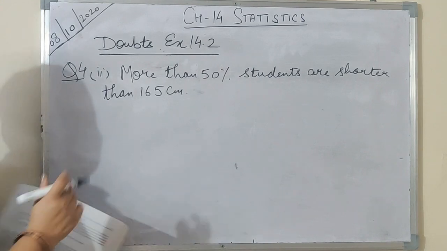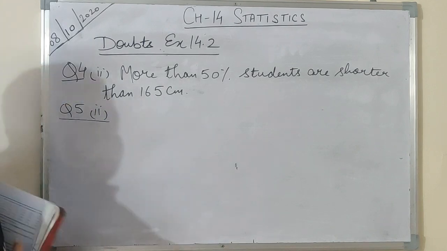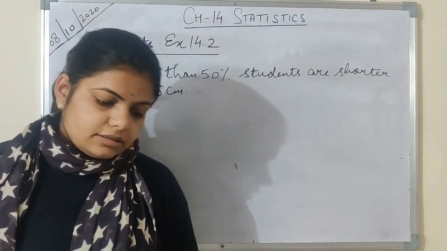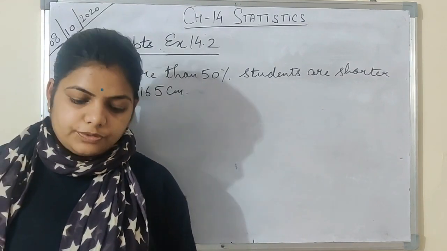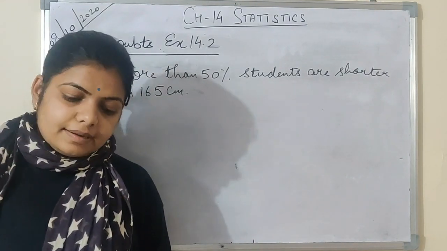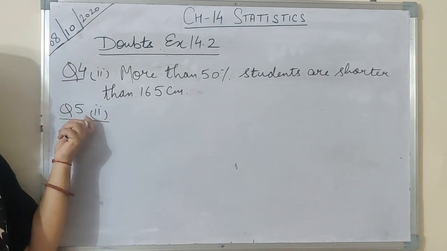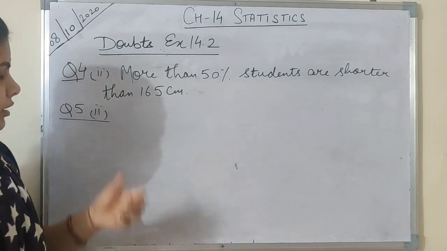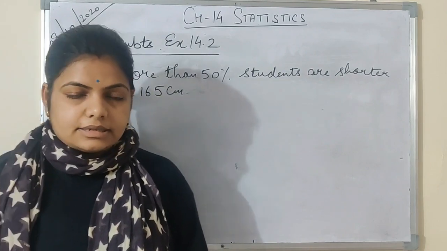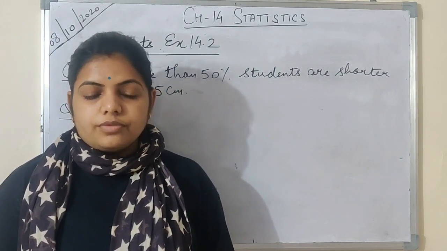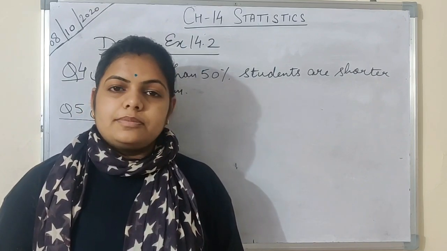Now next up is question number 5, second part. Again, if you observe the table, that is, the grouped frequency distribution table you formed according to question number 5, first part, then you will get the answer of question number 5, second part. Now what does this question say? This question says, for how many days was the concentration of sulfur dioxide more than 0.11 parts per million?